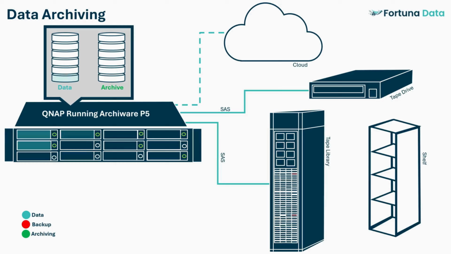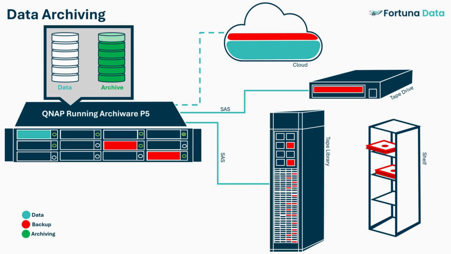Archiving. Data archiving is a method that enables you to save and store file data for long-term data retention. It involves removing files from primary or Tier 1 storage and storing the information on lower-cost storage tiers, i.e. SATA disk, tape, or cloud. In our scenario, we have a QAP running Arquware P5 software that also supports archiving. We create an archiving job, and this job automatically archives data that is put in an archiving folder.